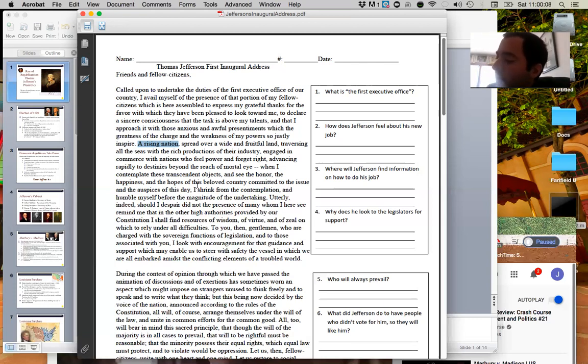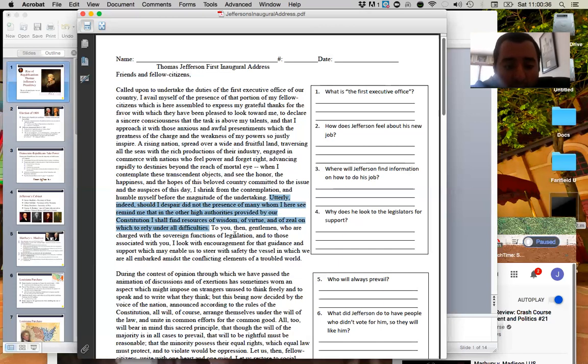Three, where will Jefferson find information on how to do his job? So without question here, we know Jefferson's connection to the Declaration, author of the Declaration of Independence. We also know his role with the Founding Fathers. So where is he going to find the information on how to do his job? Let's take a look, and you could even highlight this line here.